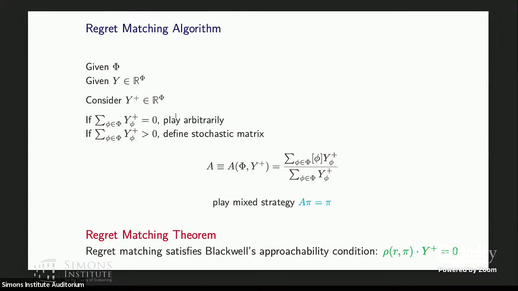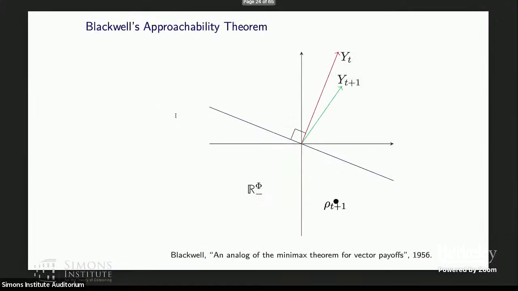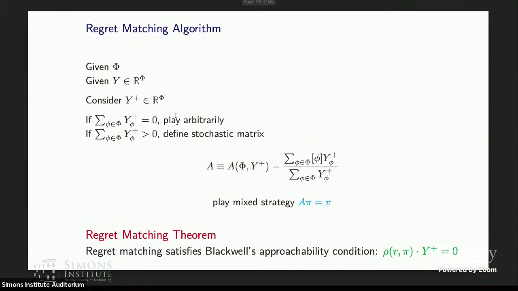Okay, great. So with that, there's a beautiful algorithm from, I was going to say from Blackwell, but maybe from Hart and Mas-Colell, satisfying Blackwell's approachability condition, which luckily we heard all about yesterday. So we just don't even have to do this. So I'll skip it. But the important thing that I want to tell you about is the regret matching algorithm, because it's just a very intuitive and quite beautiful algorithm.